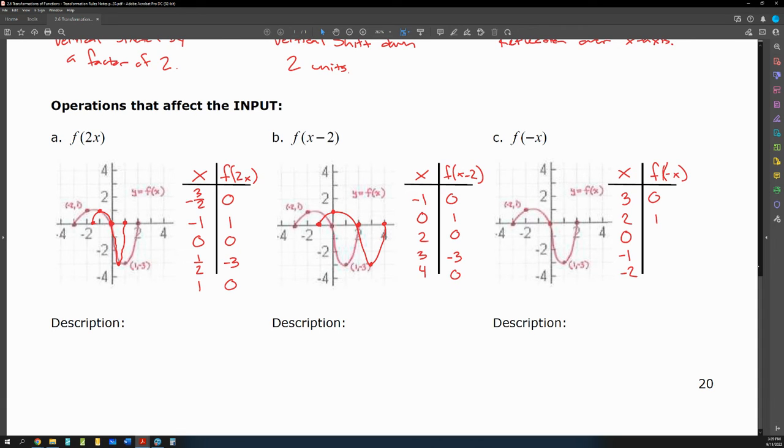Function outputs, again, are still the same. 0, 1, 0, -3, and 0. Let's go ahead and plot those. We have 3, 0, 2, 1, 0, 0, -1, -3, and -2, 0.